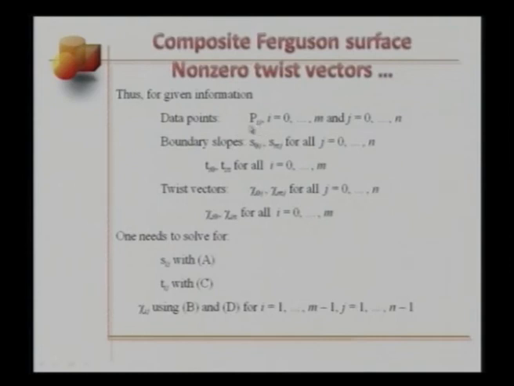So, for a composite Ferguson's patch with non-zero twist vectors, we'll summarize again. We will need data points P_ij. We will need boundary slopes S_0j and S_mj for all j's. We'll also need the slopes along the v direction T_i0 and T_in for all i's from 0 to m, and also we'll need the twist vectors at the boundaries chi_0j, chi_mj for all j's, and chi_i0, chi_in for all i's. Once we have this input, we would be able to solve for all the intermediate slopes along the u direction, along the v direction, and all the intermediate twist vectors.